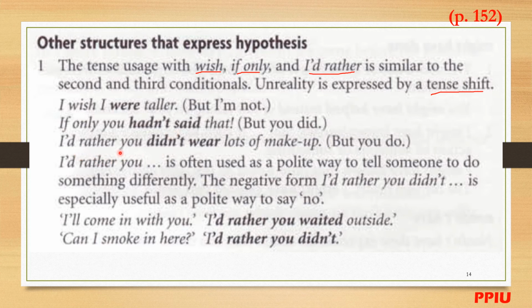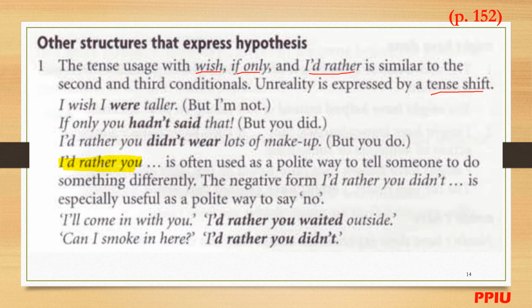I'd rather you didn't wear a lot of makeup, but you do. I'd rather you is often used as a polite way to tell someone to do something differently. The negative form, I'd rather you didn't, is especially useful as a polite way to say no. All right, should you remember that one? This one, I'd rather you. Polite, to do something different when we notice that it's not good.